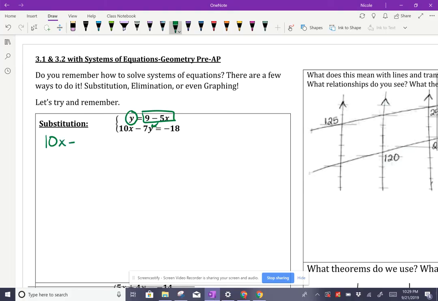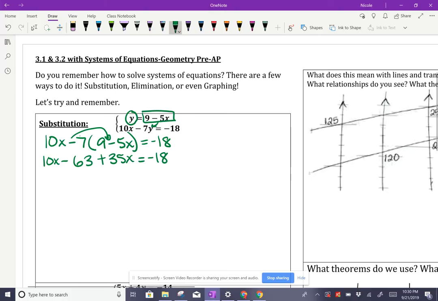So I have 10x minus 7 parentheses 9 minus 5x, close parentheses, equals negative 18. So I replaced the entire part that had y in it with everything y was equal to. And now I'm going to go through and balance my equation, simplify, distribute, everything I need to do. I've got 10x minus 7 times 9 is 63. I have a negative times a negative. So if I look at this negative and this negative 5x, negative times a negative makes a positive. 7 times 5 is 35x equals negative 18.